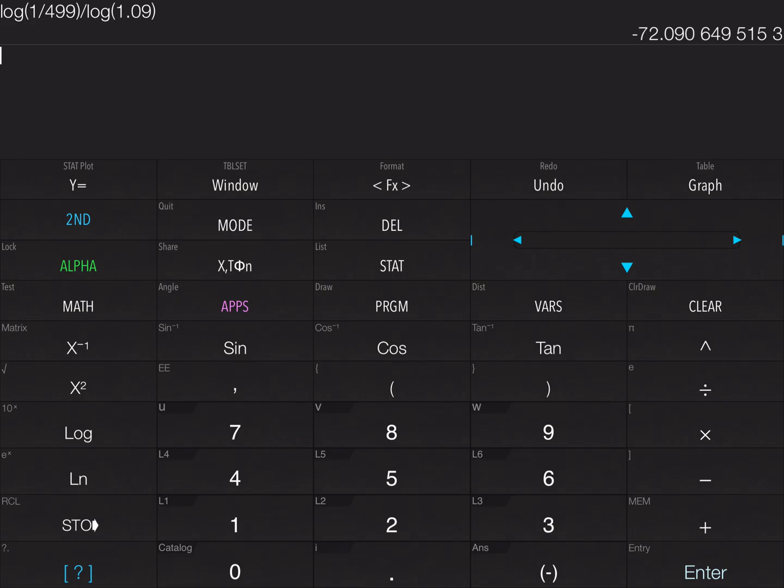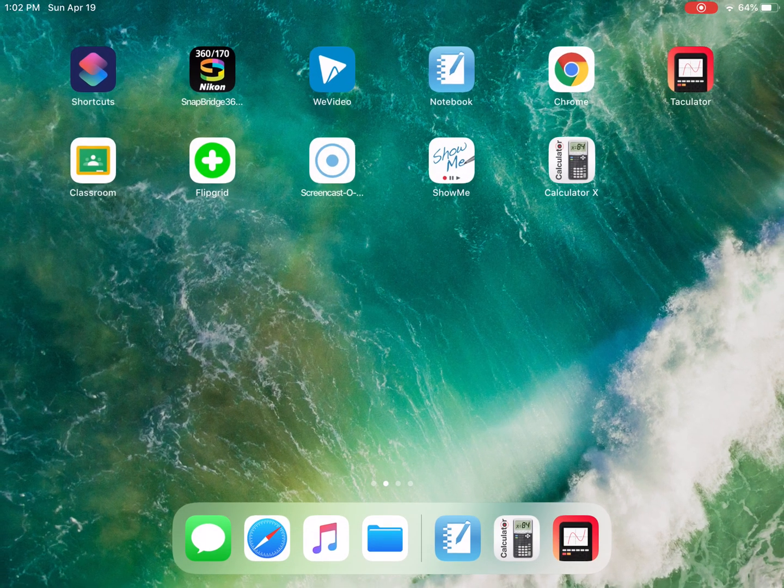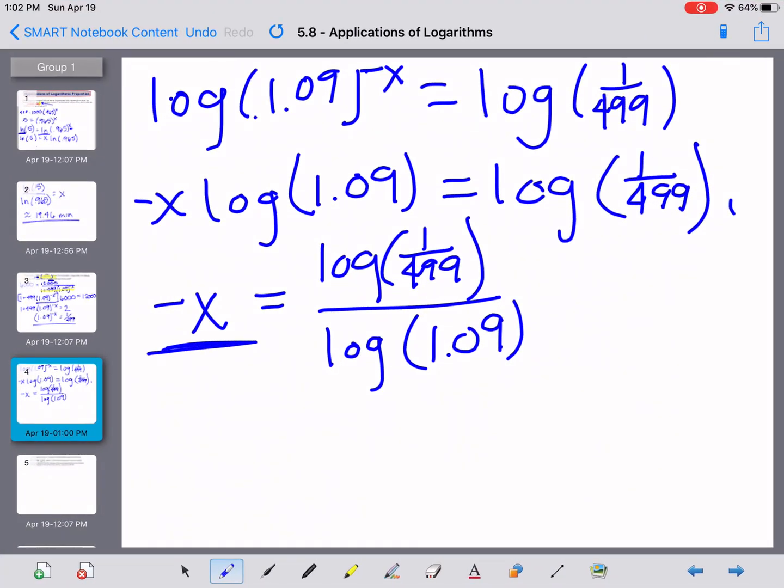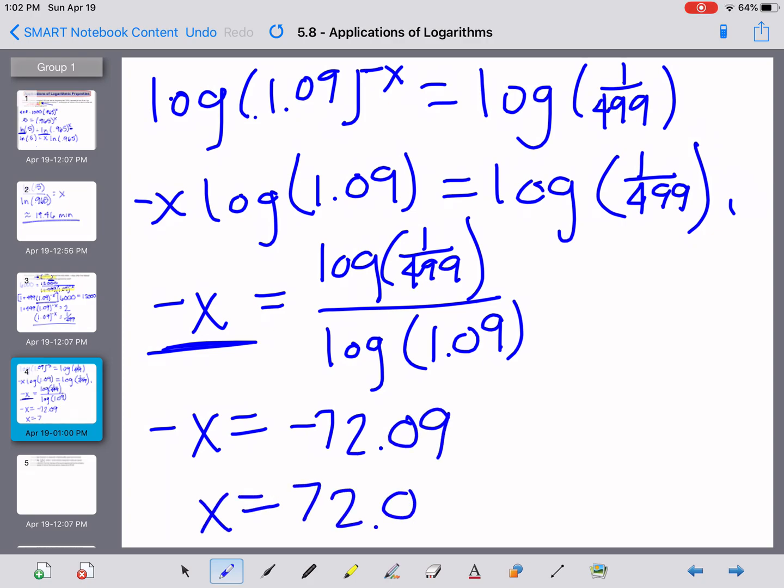It should make sense because I have a negative exponent. So this is all going to turn positive at the end here. If I have negative x equal to, let's just round it, negative 72.09, hopefully it makes sense that x would equal 72.09. And we call that days for us. Okay.